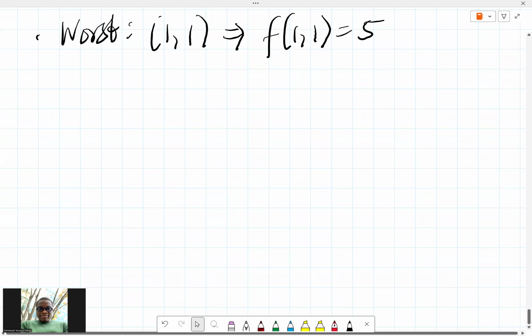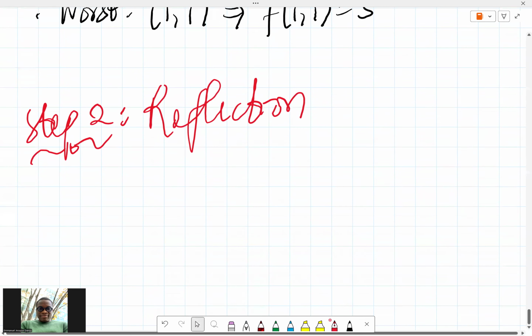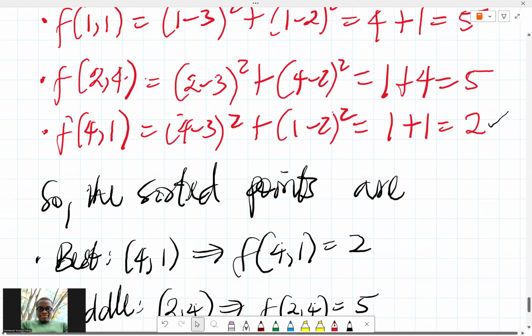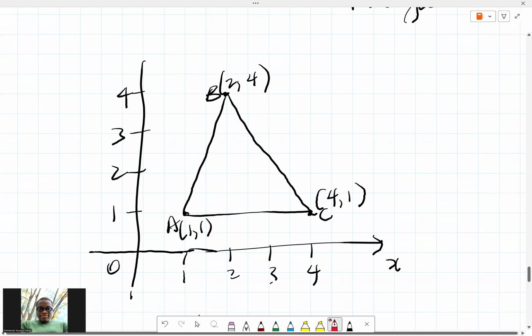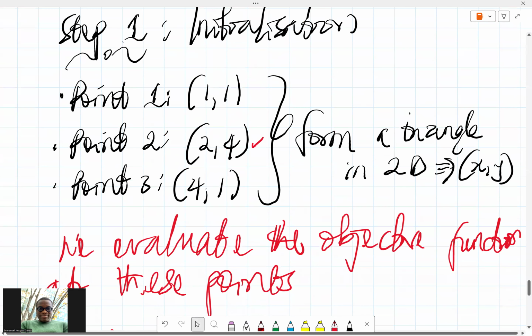Now we go for step 2, which talks about reflection. Step 2 is reflection. The centroid of a triangle is where, if you draw lines to bisect it, so bisect and bisect, this would be the centroid. That's not perfect, but that's what the centroid looks like in a triangle.